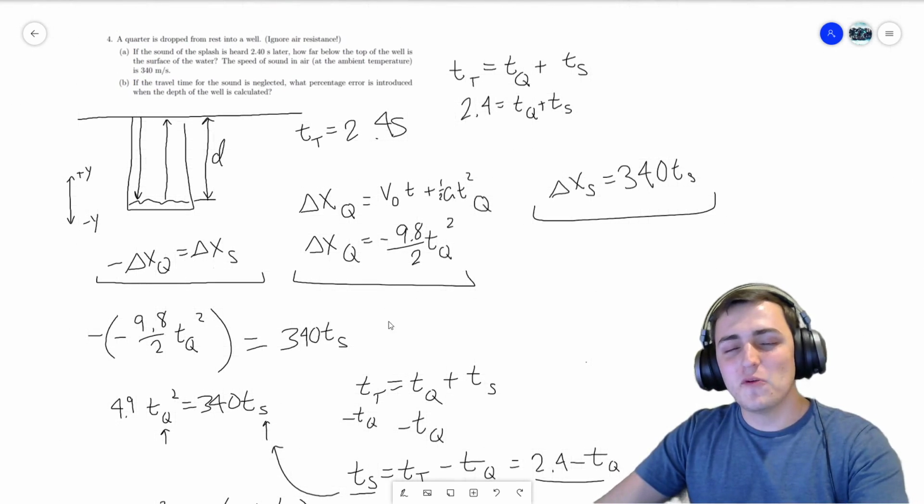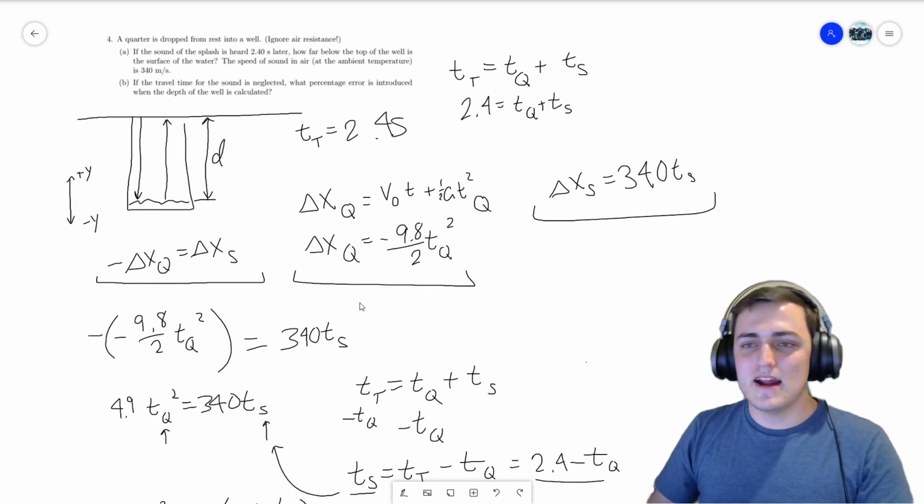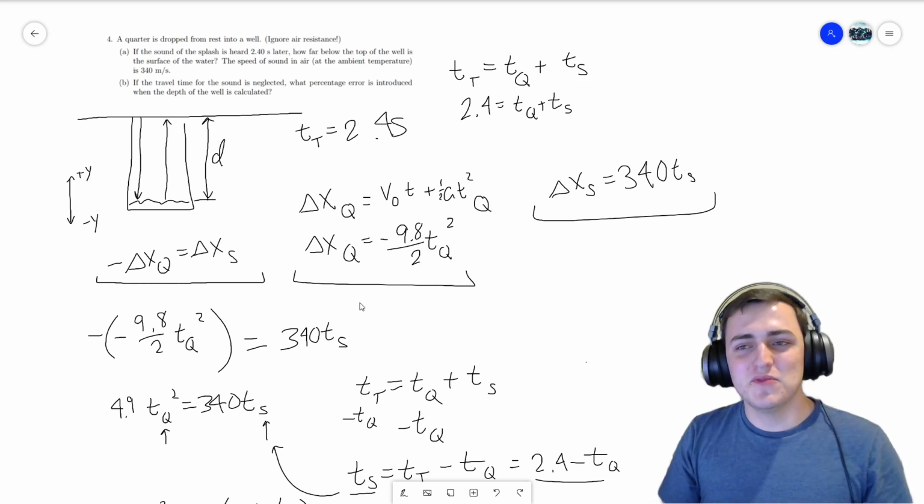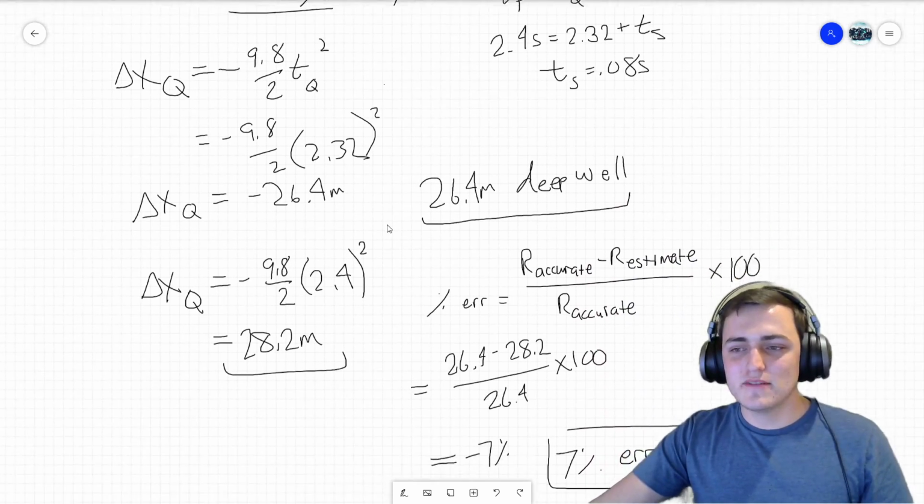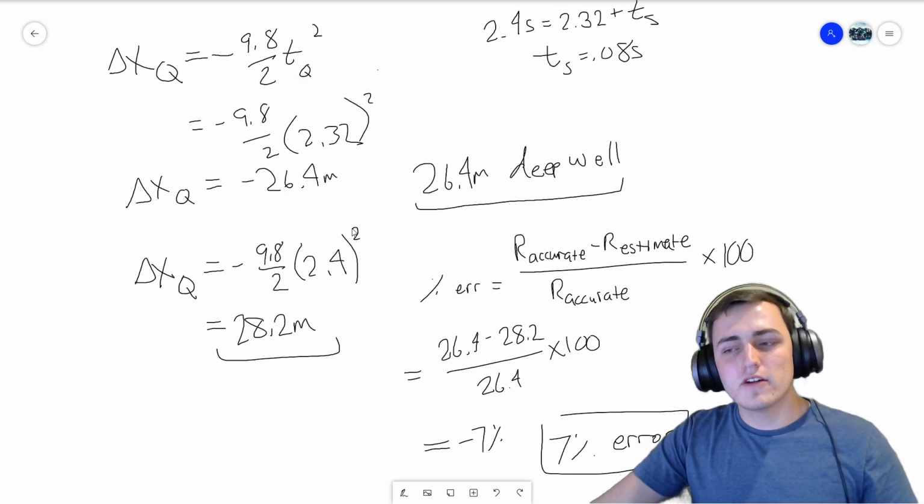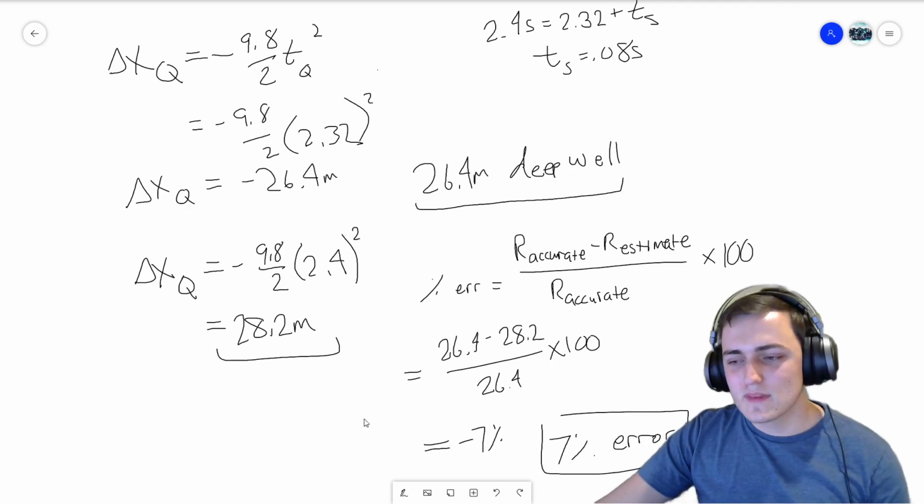All right, so in this problem, we found the depth of the well by finding how long it took the quarter to fall, and how long that sound wave went back up. That told us how deep the well was. And then we were able to estimate a less accurate depth and compare our results to find that we have a 7% error from our estimation. All right.